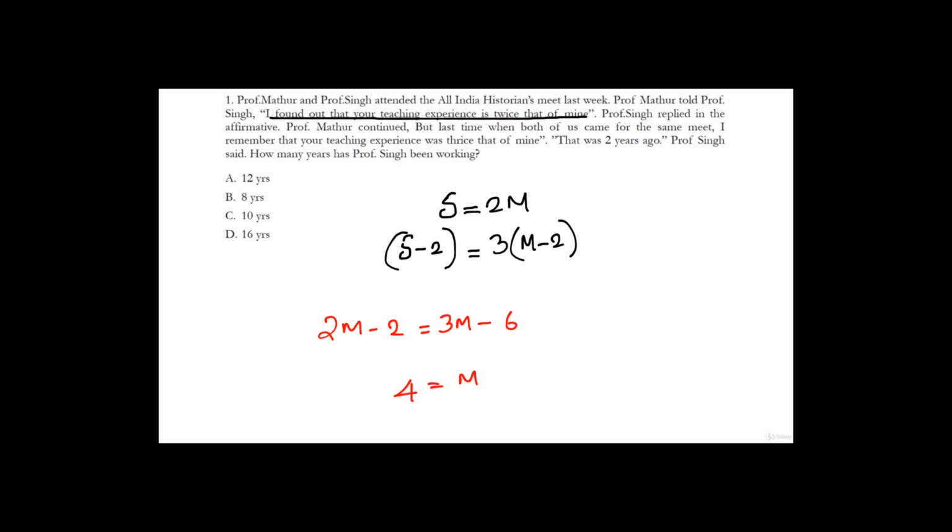And we are supposed to find out Professor Singh's experience. So substitute that in this particular equation. Professor Singh's experience is equal to twice of 4, which gives 8 years experience. So option B is the correct answer.